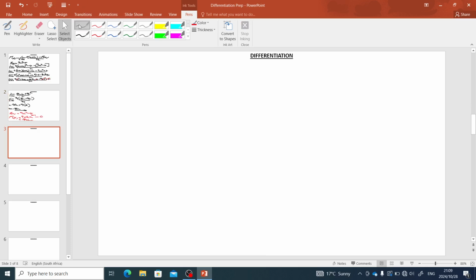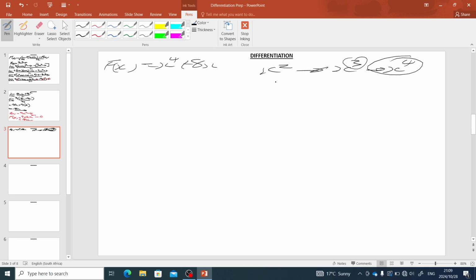Looking at the second example using the first principle, we are now given f of x equals x to the power 4 plus 8x. Now, we can solve x squared, we can solve x cubed. But as soon as our exponent is above x cubed, it is now x to the power 4. We will then require to use the binomial principle to solve this sum using the first principle, of course.